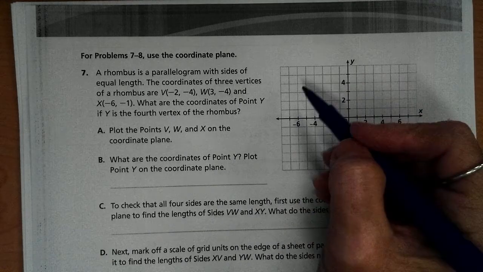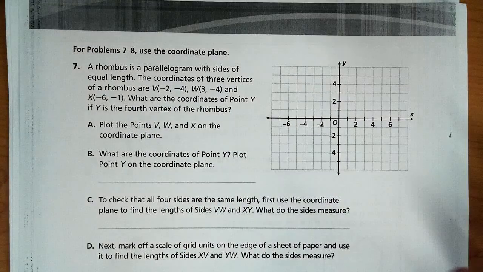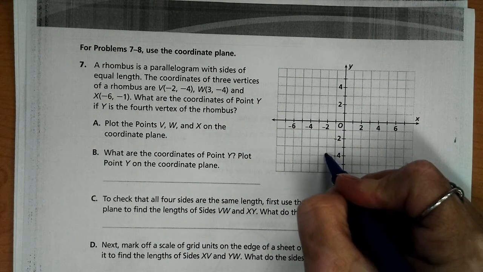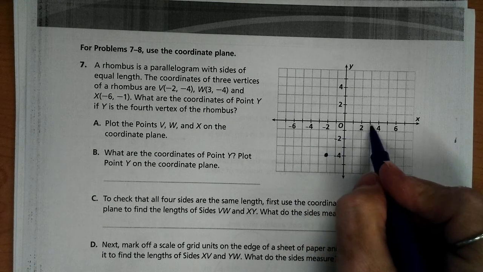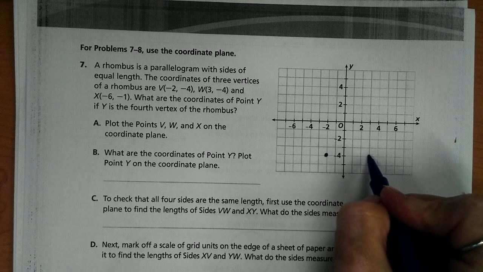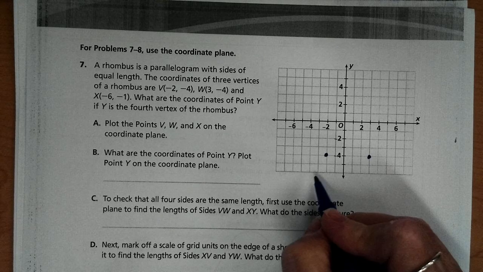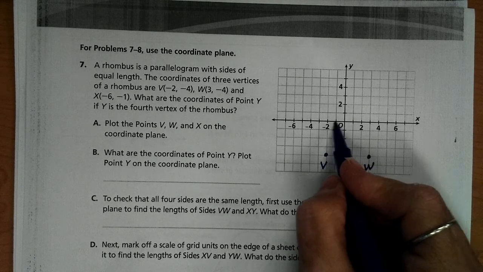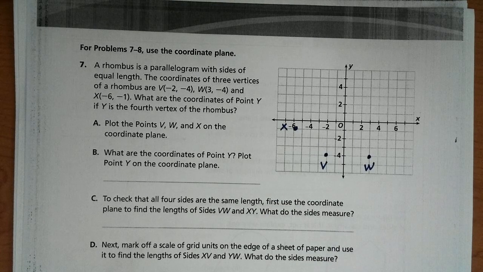All right. So we're going to graph V, W, and X. So negative 2, negative 4. Positive 3, negative 4. So this one is V, this one is W, and X is negative 6, negative 1. So this is X. All right, so we want to create a rhombus.